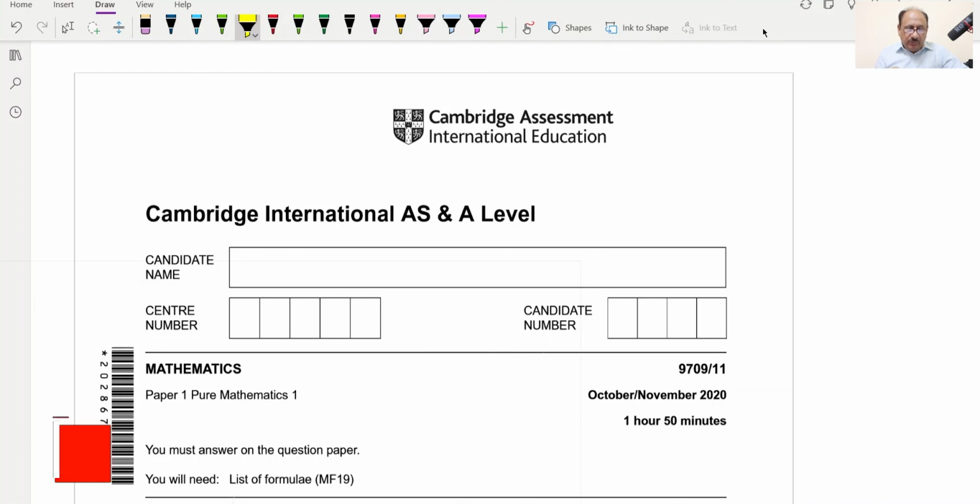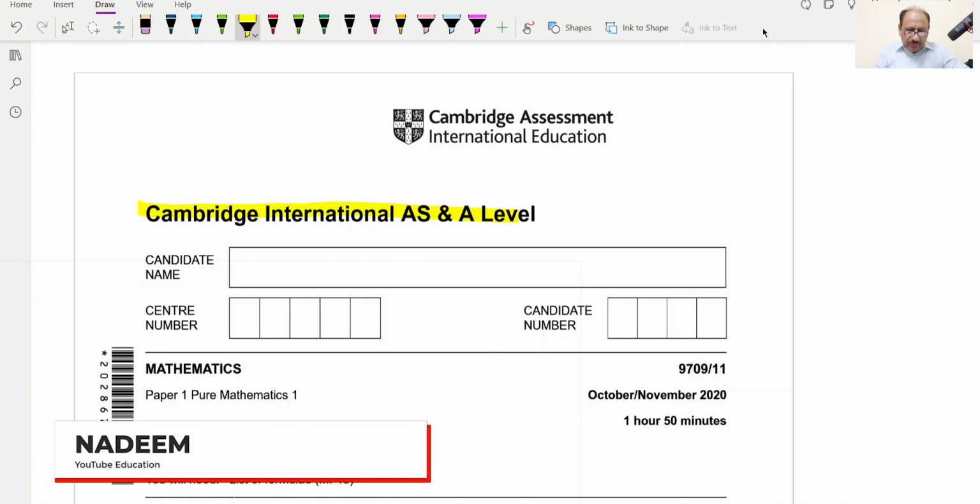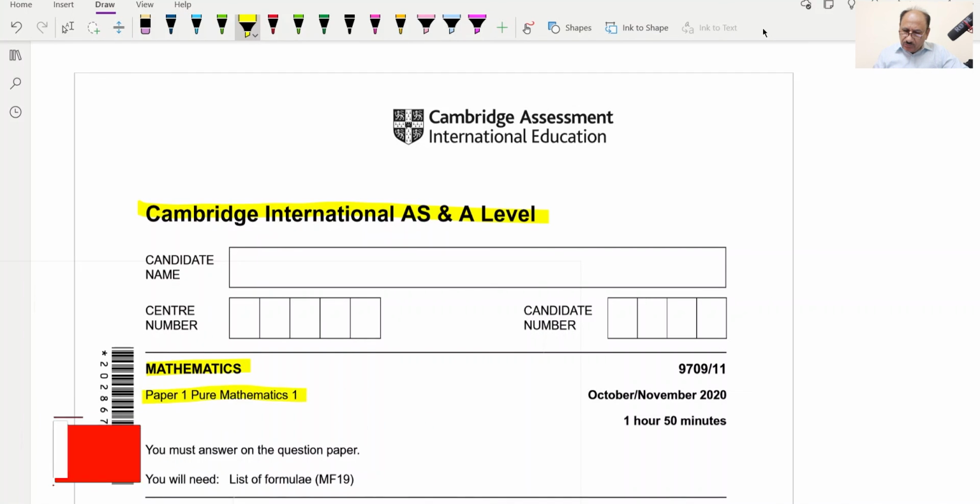Hello everyone, today we'll be going through Cambridge International AS and A Level Mathematics Paper 1, Pure Mathematics 1, 9709/11, October-November 2020. Let us move to question number 1.